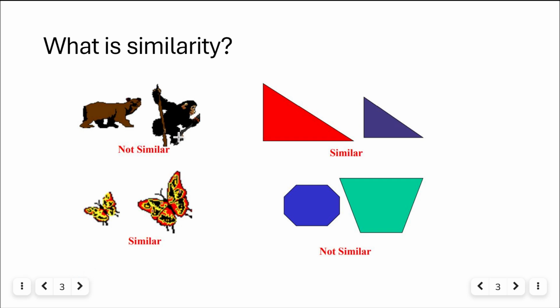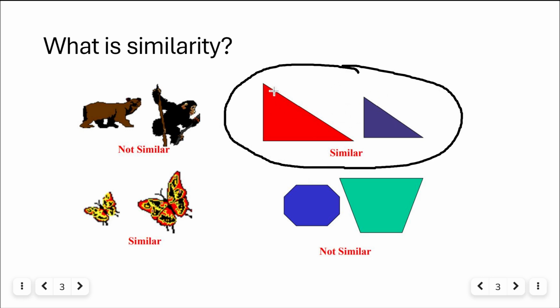What is similarity? So take a look. Basically, you're talking about the same shape, but one is a larger size than the other. So these two triangles, they're similar, right? They're the same triangle, but one is a larger shape. One is larger than the other, okay? These are not similar. They're two totally different animals, so they're not similar to each other.